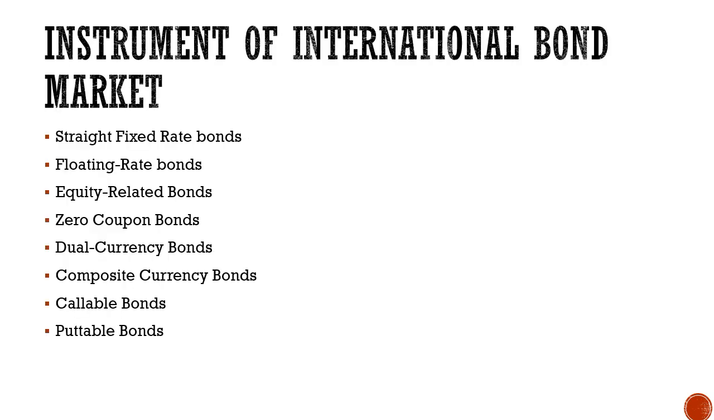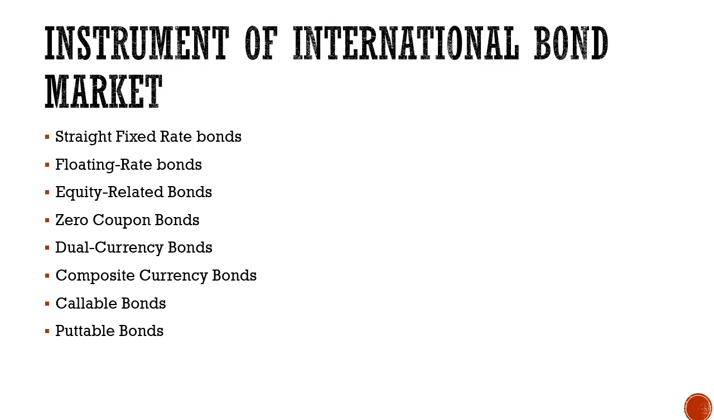Okay, now let us learn what are the various instruments of international bond markets. So here is a list of various instruments of the international bond market. We have the straight fixed rate bonds, then we have the floating rate bonds, equity related bonds, zero coupon bonds, dual currency bonds, composite currency bonds, callable and puttable bonds. Now, let us try understanding one by one the various types of instruments.